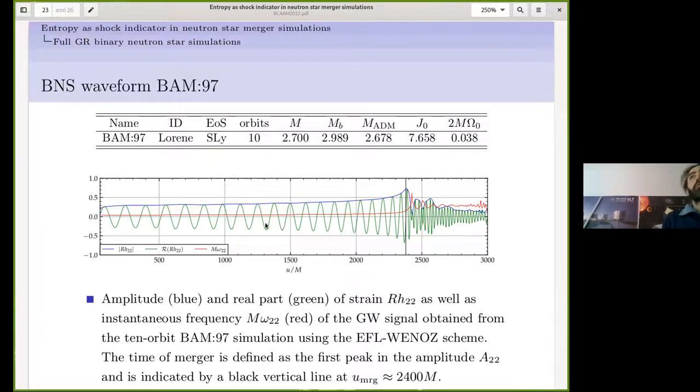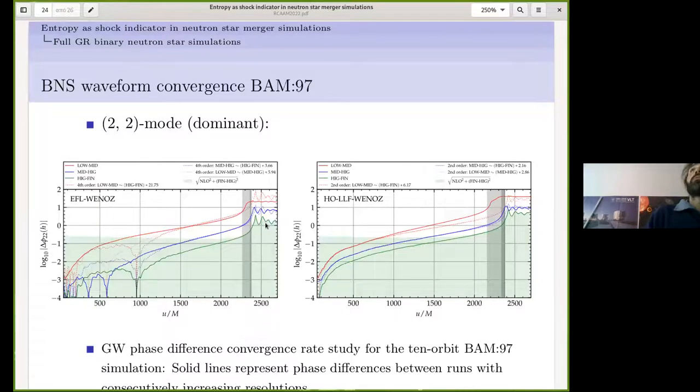So this is just for completeness, that the waveforms we're getting look reasonable. And also, the last thing I want to discuss, and this is how I advertised the whole talk, is that the waveform convergence we get with this approach is higher by two orders than the convergence we get with the state of the art simulations out there.